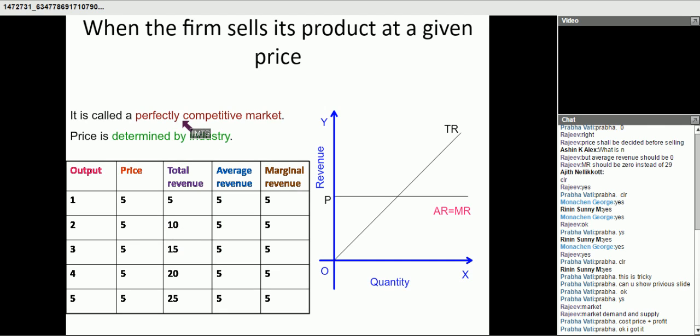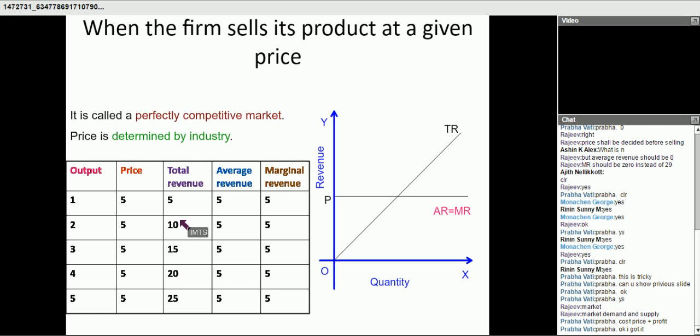So this is about a perfectly competitive market in which the price is determined by the industry. That has been discussed in the class of various market structures. Okay, so we see this is the output, this is the price column, this is the total revenue. It will be 5 into 2, 5 into 3, 5 into 4 and 5 into 5. So we are getting a total revenue. Then average revenue will be total divided by number of units.